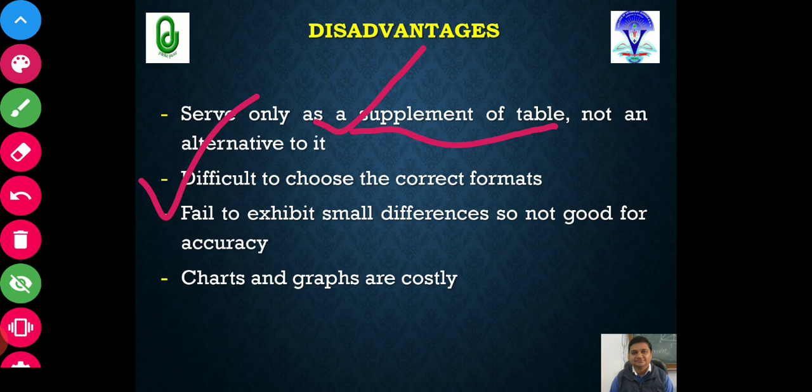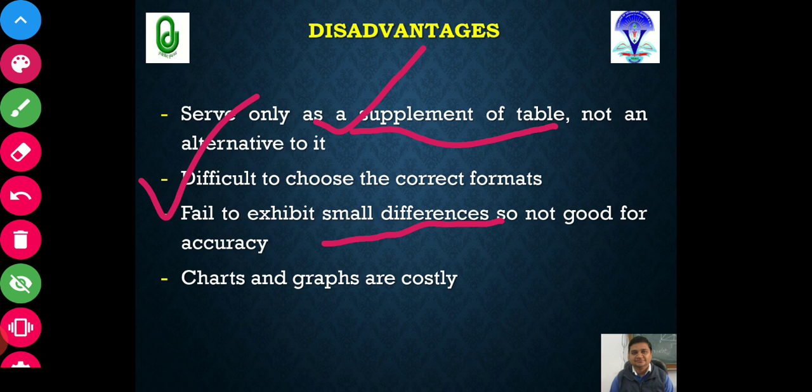The next is that it fails to exhibit small differences, so it is not good for accuracy. Since you are condensing a very large data set into a small piece of paper with the help of a graph or diagram, small differences are very difficult to appreciate with this kind of diagram. For that you need to have some other method of presentation of data.